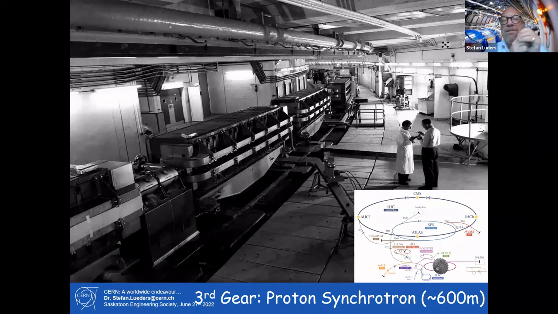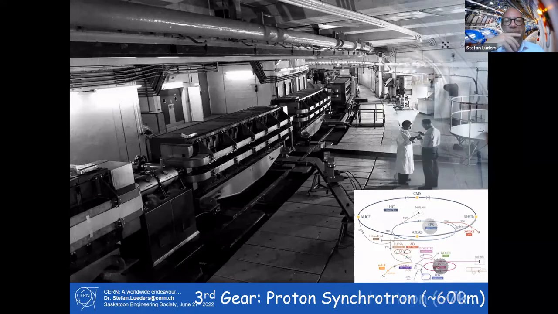It's an ultra-high vacuum, completely removed of air, because we don't want to have the protons colliding with air. We would like to have the protons collide in points which we define. And this is definitely not in the middle of the accelerator. So here's the proton synchrotron. It's 600 meters long, which is the third gear of our acceleration chain.